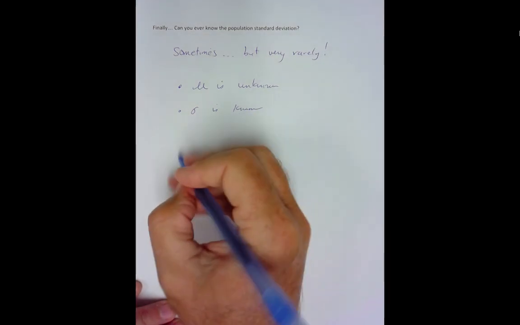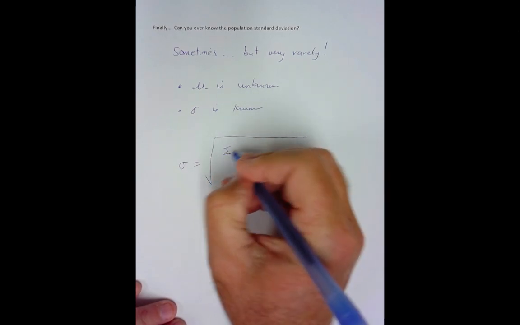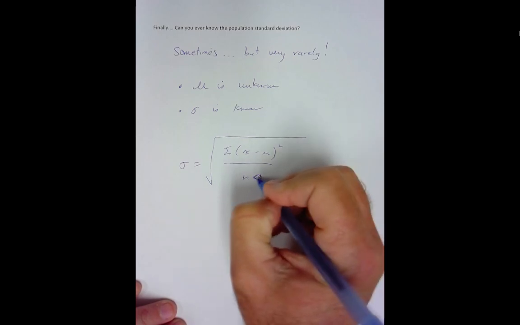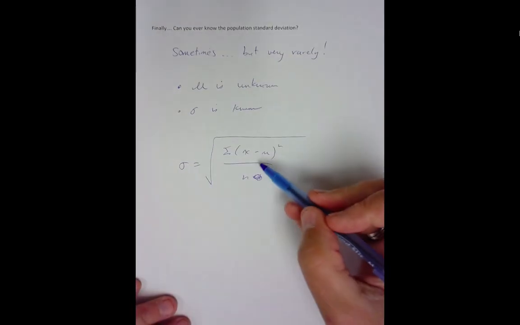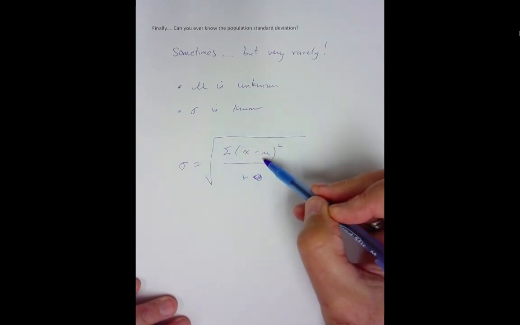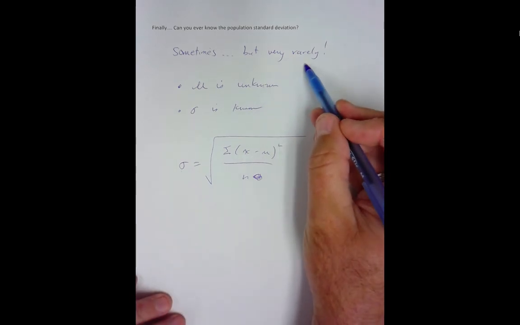Well, how can that be when sigma is nothing more than the square root of the sum of all the values minus mu, squared, over the degrees of freedom? Well, in this case it would be n. Sigma is calculated by knowing mu, but yet we're coming up here with the assumption that mu is unknown. Now, sometimes that happens, but again, it's very rare.